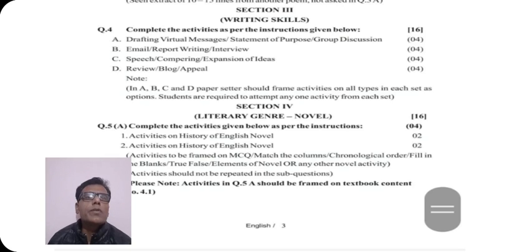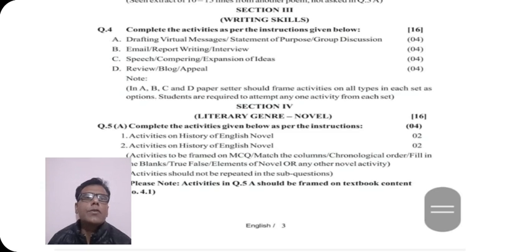For all those, the paper setter will have to frame activities of all types in each set as given here: drafting virtual messages, or statement of purpose, or group discussion. Then B, email, or report writing, or interview. Then C, speech, or comparing, or expansion of ideas. D, review, or blog, or appeal. So be careful. Out of 3 you will have to attempt any one activity from each set.